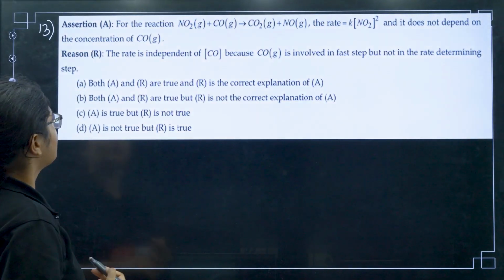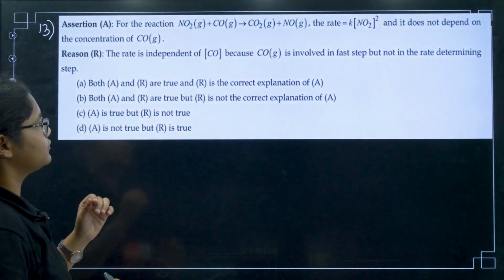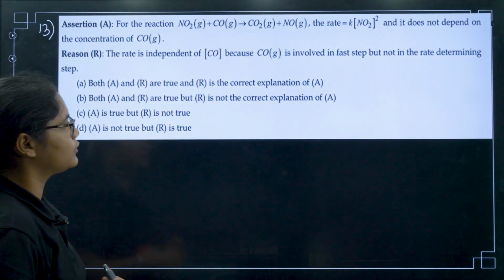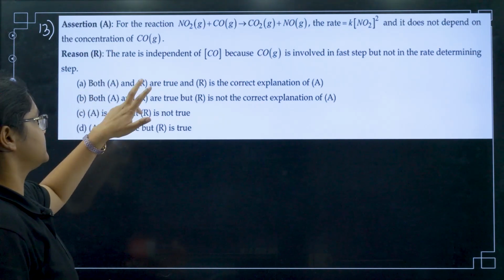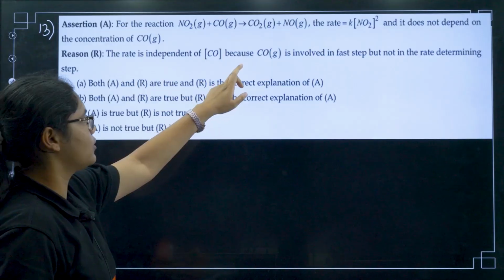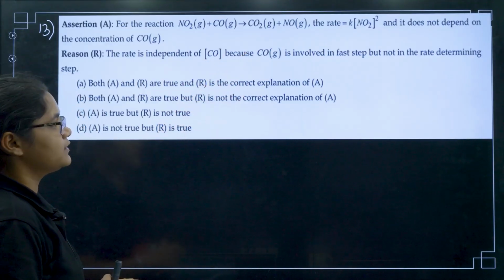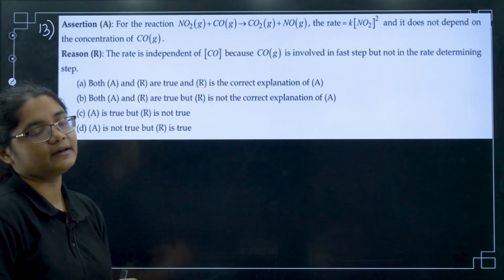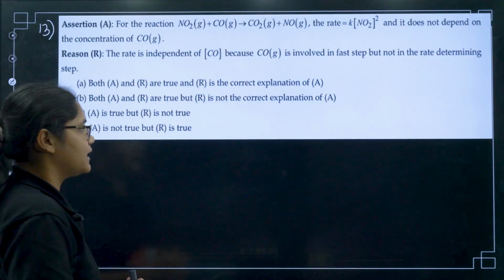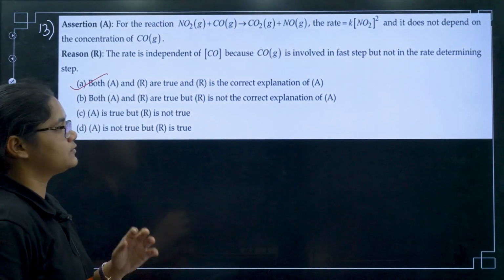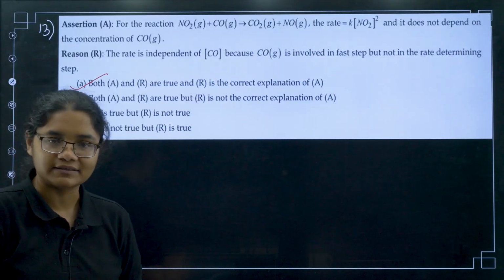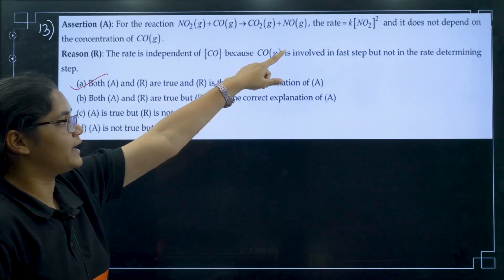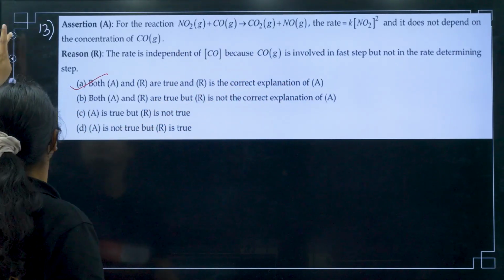Next, for the reaction NO2 plus CO giving CO2 plus NO, the rate is equal to K into NO2 whole square, and it does not depend on the concentration of CO. The rate is independent of CO because CO is involved in the fast step but not in the rate determining step. Yes, that is correct. In the rate determining step, CO is not involved and the rate of a reaction is determined by the rate determining step. Since CO is not there, in the rate equation also CO will not be there.